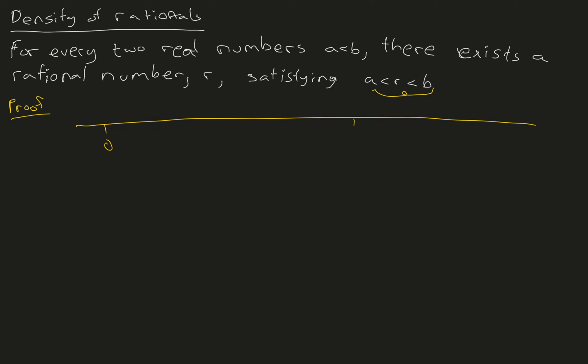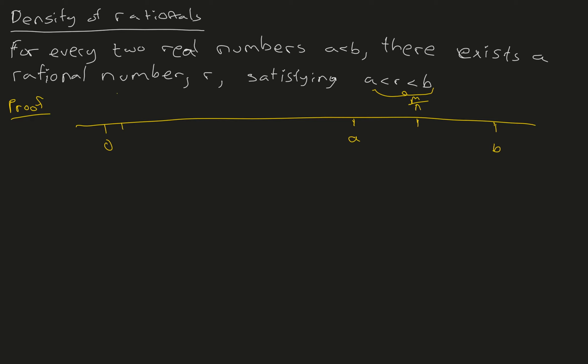Let's see this number line. This theorem is saying that between two real numbers a and b, we can always find a rational number such as m over n, because rationals, remember, can be expressed as fractions. So let's do the proof of this.